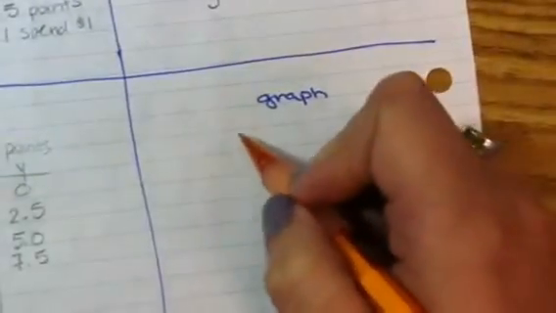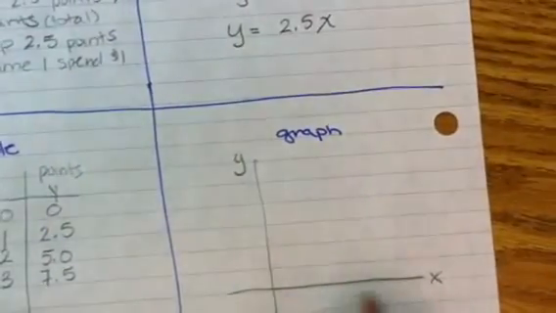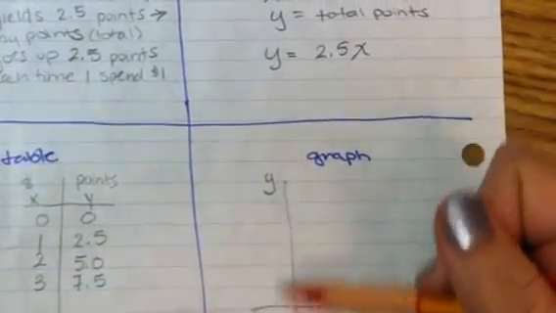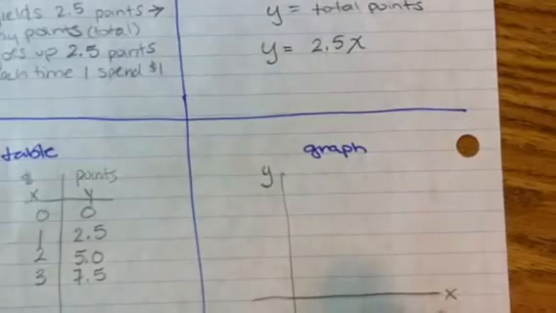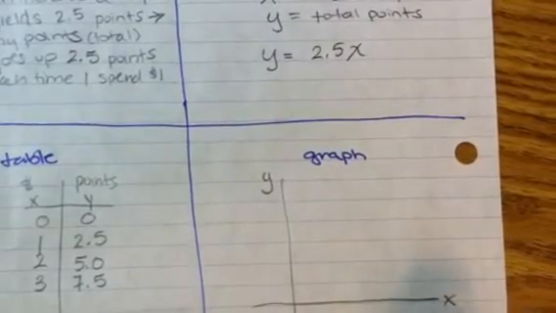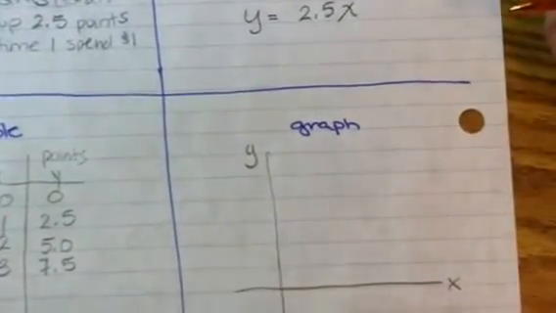So over here on my graph, I'm going to create an x and y axis. And just as a reminder, my independent variable is on the x-axis. My dependent variable is on the y-axis. I said my independent variable was the dollars spent, and my dependent variable was going to be the total points.